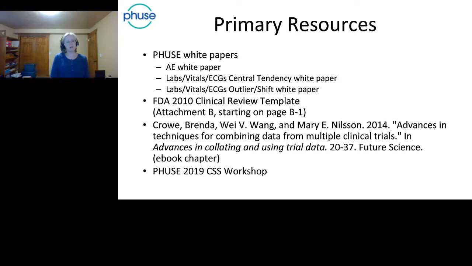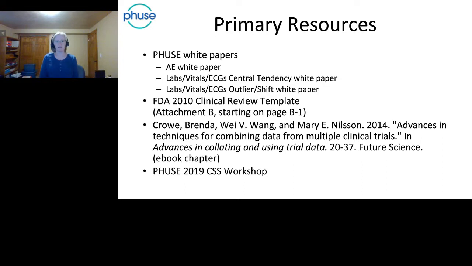So as already mentioned, our primary resources for this content come from the published FDA white paper. There's an adverse event white paper published in 2017. And there were some labs, vitals, ECG white papers that were published in 2013 and 2015. And other resources include an FDA 2010 clinical review template that was also used as a source for the white papers and also mentioned a few times in this workshop.